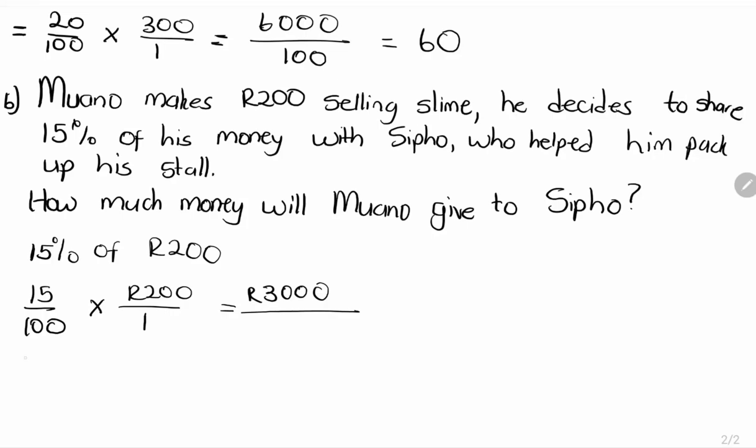over 100 multiplied by 1 is 100, right? And then simplify this. What is 3,000 divided by 100? 3,000 divided by 100 is 30. It's 30 rands, right? So Sipho is going to get a nice payday of 30 rands.